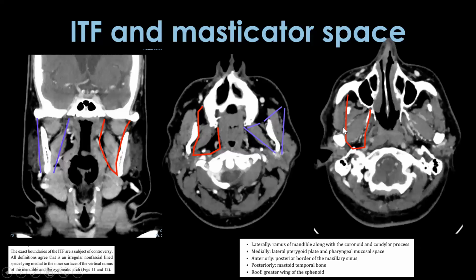So we can see the coronoid process and the condyle. The mandible is continuous here. The moment we see a defect here, which means that we have crossed the notch, anything above that forms a part of high ITF.